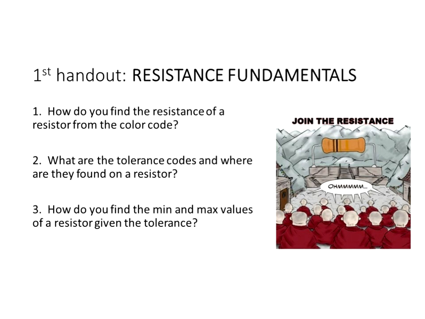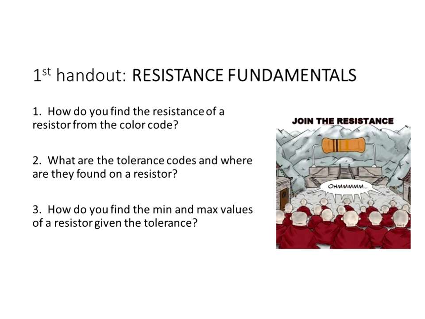And then the 3rd number tells you the number of zeros. The 4th stripe tells you the tolerance. And what are the tolerance codes? Well, let's see here. Red is 2%, and gold is 5%, and silver is 10%. And if there is no 4th stripe, that would be 20%. Rarely do you see a 20% resistor anymore.